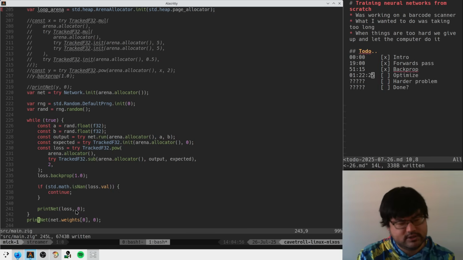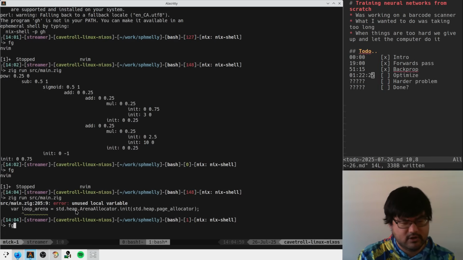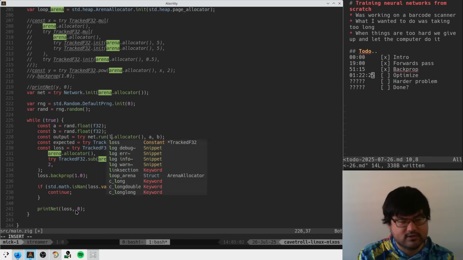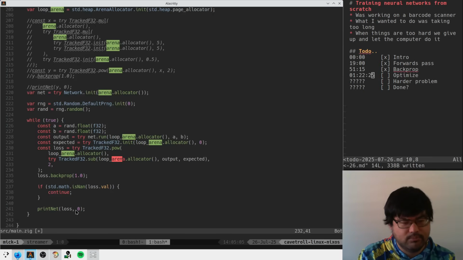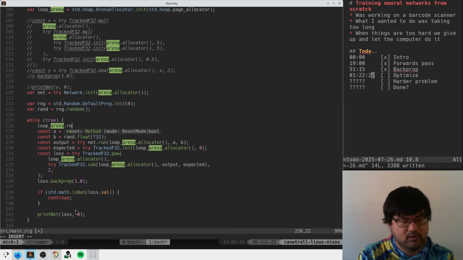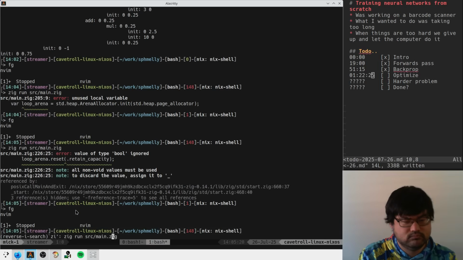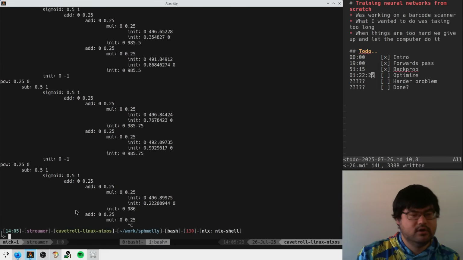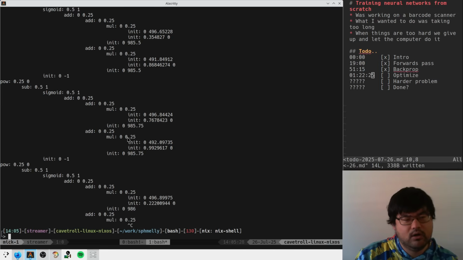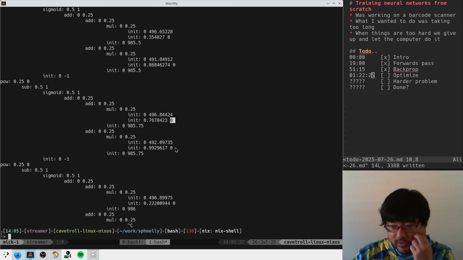Okay, so let's start here. Let's just run in a loop. Everything in here gets the loop arena now, and then at the end of the loop we do reset. Retain capacity, I think, is fine. Okay, so here we're seeing numbers come in. Nice. So we have our numbers coming in, and we're seeing that the gradients are changing a little bit.